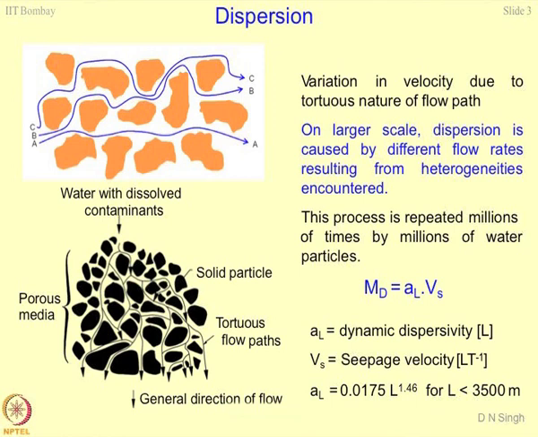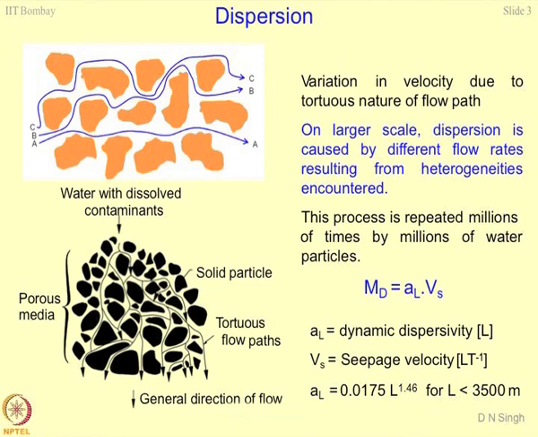And this is the equation which is normally used to define the dispersion phenomenon. Now MD equals AL times VS, where AL happens to be the dynamic dispersivity. If you see the units, they are always going to be meters, a unit of length. VS is the seepage velocity, meters per second. Now AL is normally defined as 0.0175 multiplied by length to the power 1.46 if length happens to be less than 3500 meters. So systems up to 3.5 kilometers can be assumed to work with this. So what is MD? MD is nothing but the coefficient of dispersion.